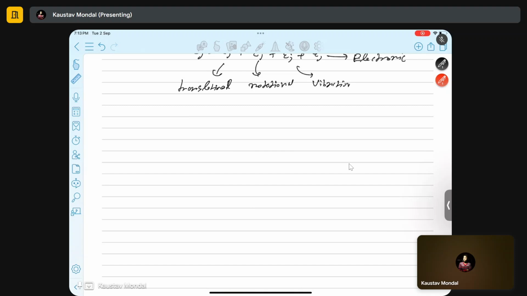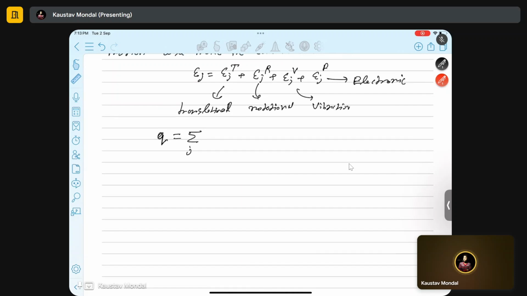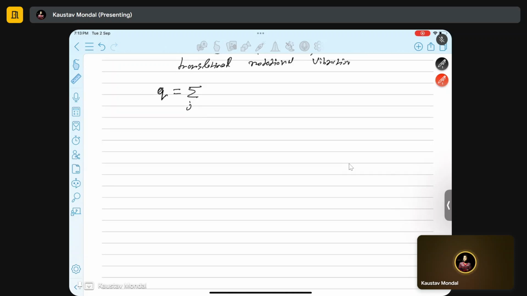So the general expression of the partition function looks like this. The molecular partition function: Q equal to summation over J, that means all the energy states for different modes of motion we are considering, e to the power minus beta times (EJ translational plus EJ rotational plus EJ vibrational plus EJ electronic). So four contributions are there.